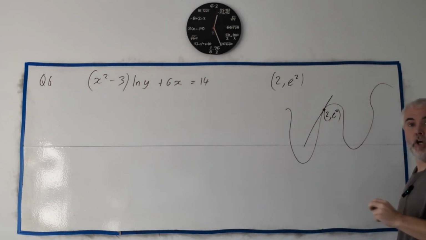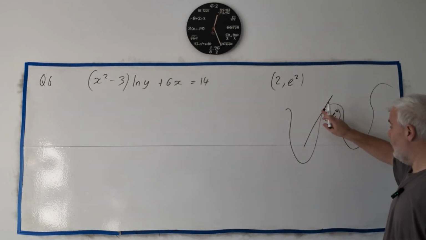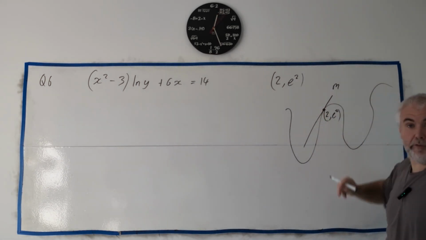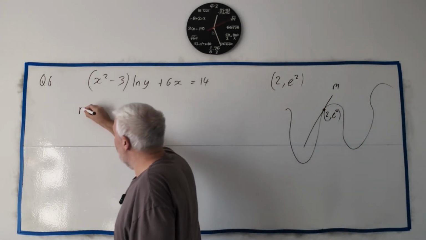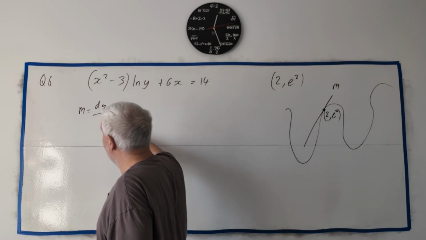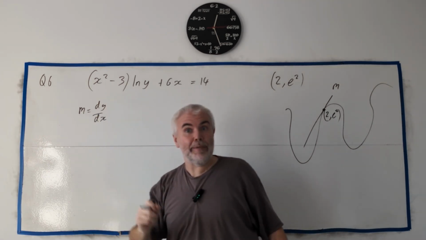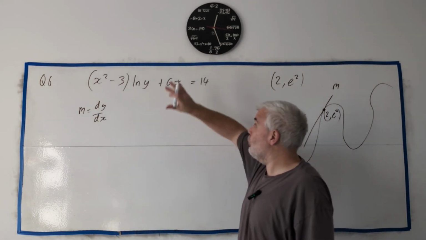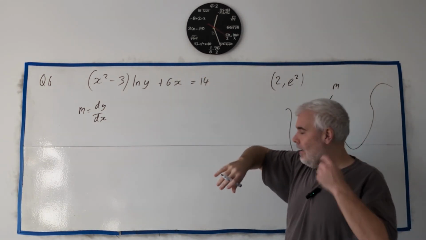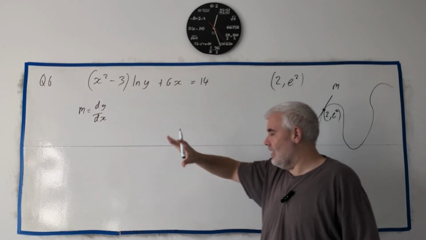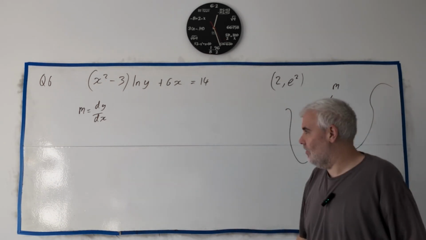You have the point. All we're looking for is the slope. What's m? We're looking for the slope of this line. Hopefully you're thinking, well, I know the slope is equal to the derivative. And that's the meat of this question. Find the derivative of y, the dy dx. I guess you can say the derivative of this.